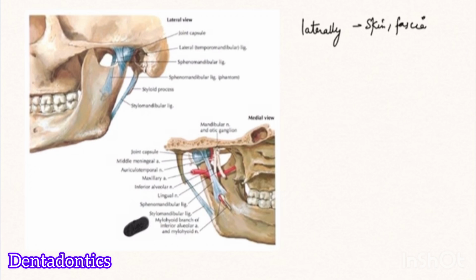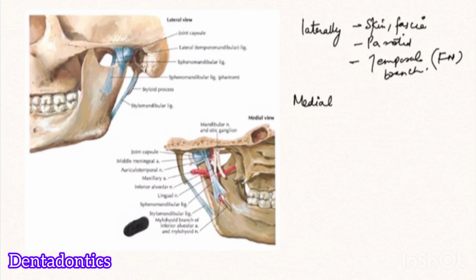Coming to the relations of the TMJ, laterally the TMJ is related to skin and fascia, parotid gland and the temporal branch of the facial nerve. Medially, as you can see in this picture, it is related to the spine of the sphenoid, then auriculotemporal nerve, upper temporal nerves and the middle meningeal artery.